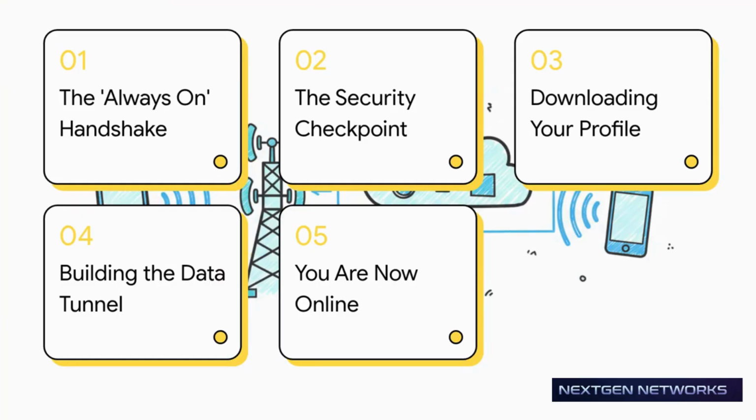So here's how we're going to break this down. We'll start with the always-on handshake, then move to the security checkpoint. After that, we'll see how it downloads your profile, then builds the data tunnel, and finally, you are now online. Let's get right into it.